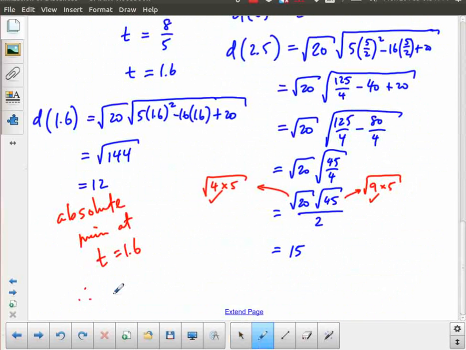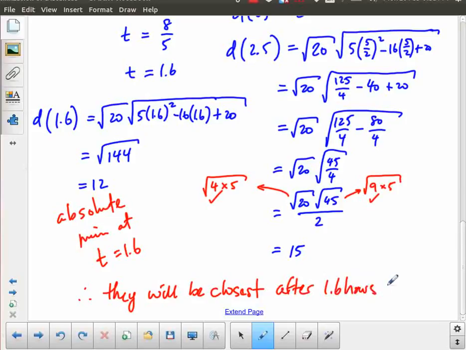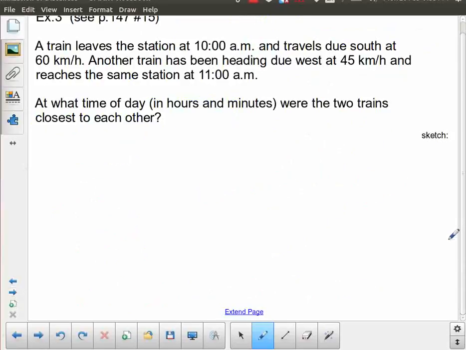Therefore, they will be closest after 1.6 hours. If you want to be really fancy, you could change that into minutes or even seconds if you wanted. Okay, so again, this has already gone on for longer than I would have hoped, but to do a thorough job and to explain it, that's just going to be necessary.